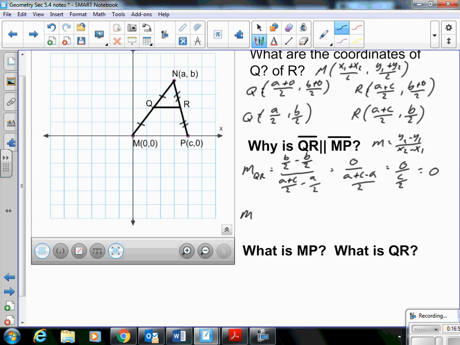And for the slope of MP, then we're going to have 0 minus 0 for the y's, and c minus 0, which will give us 0 over c, and 0 divided by anything is 0. So why are they parallel? Because they have the same slope.